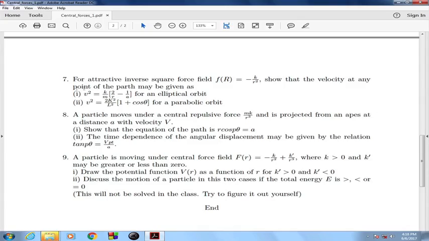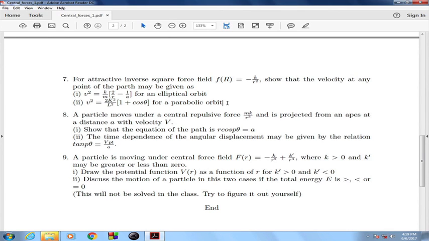Okay. Now, let us focus on the problem set. Problem number 7 is what we are trying to attend now. The attractive inverse square force field F_r is minus k by r squared. Show that the speed at any point of the path may be given by v² = (k/m)(2/r − 1/a) for an elliptical orbit, and another expression given for a parabolic orbit.